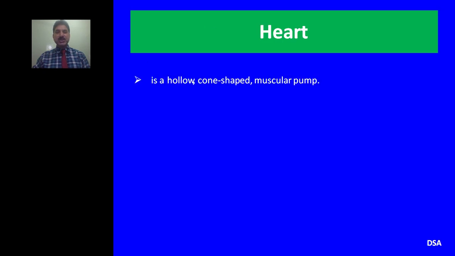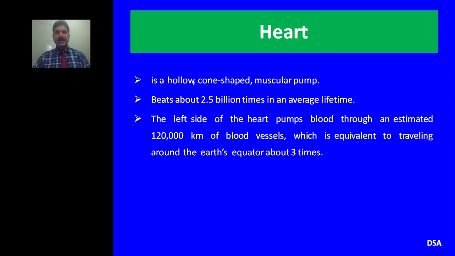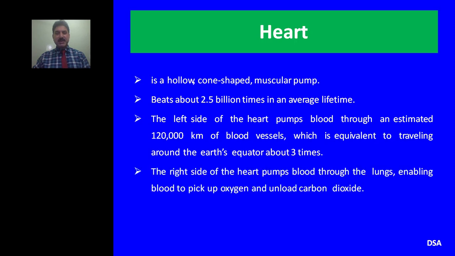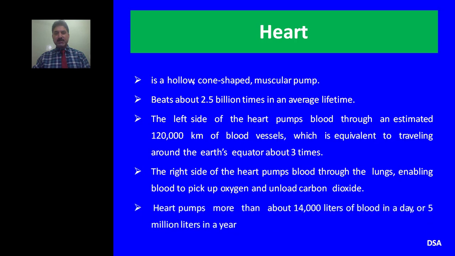Heart is a hollow cone-shaped muscular pump, beats about 2.5 billion times in an average lifetime. The left side of the heart pumps blood through an estimated 120,000 kilometers of blood vessels, which is equivalent to traveling around the Earth's equator about 3 times. The right side of the heart pumps blood through the lungs, enabling blood to pick up oxygen and unload carbon dioxide. Heart pumps more than about 14,000 liters of blood in a day, or 5 million liters in a year.